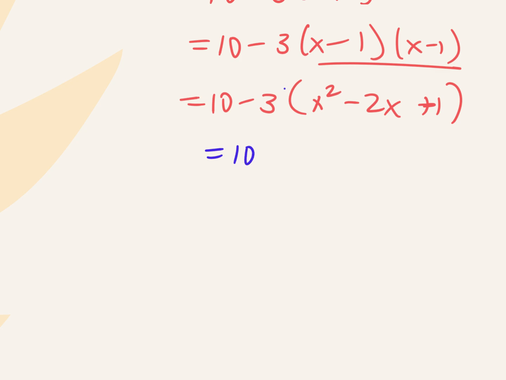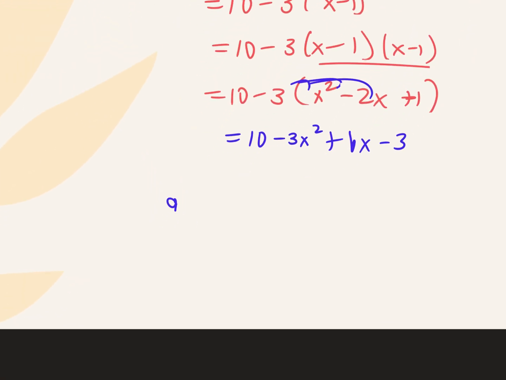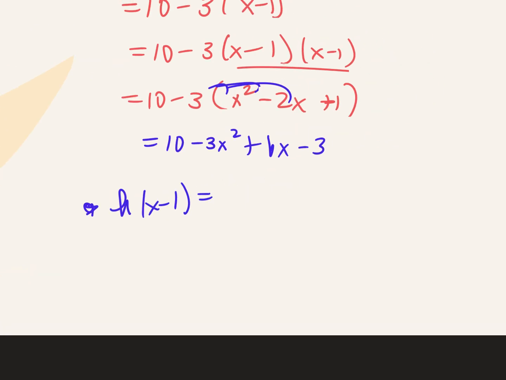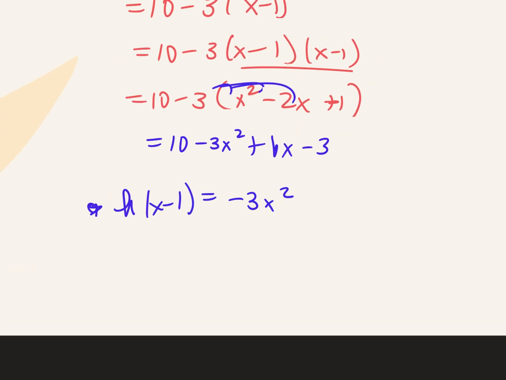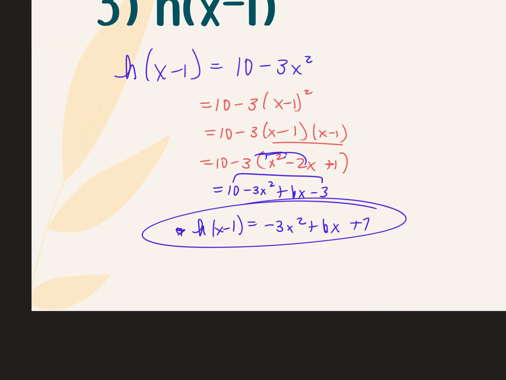Distribute that negative 3. So I have negative 3x squared plus 6x minus 3. And then can I combine anything? Yep. So I have h of x minus 1 equals negative 3x squared plus 6x, what? Plus 7. Awesome. Very good. You guys are so smart.